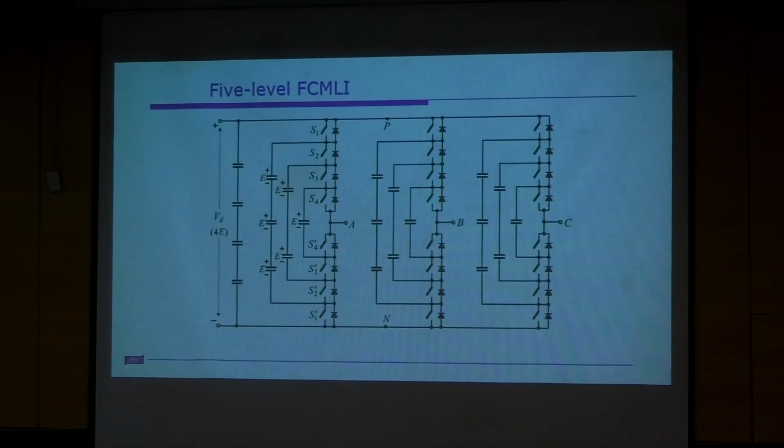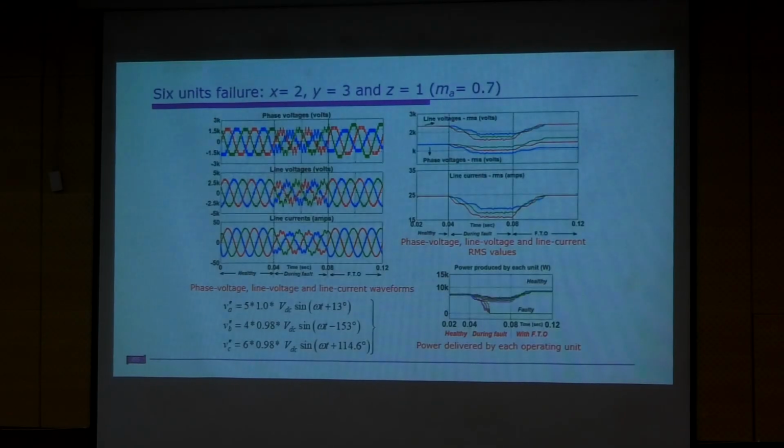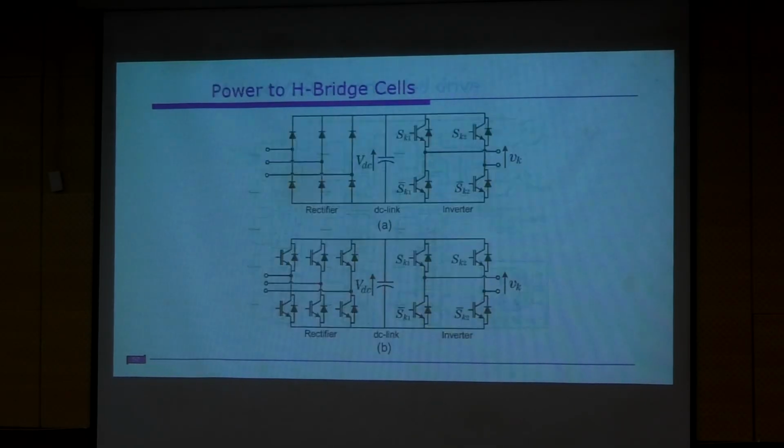So this is the one, right? We have four switches here. This is how you give the firing pulses in the case of a flying capacitor multilevel inverter. And as we discussed, this is not applicable for the diode clamped.